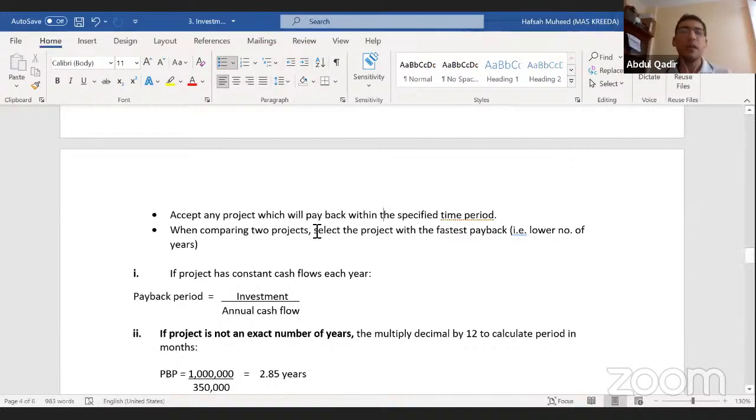So like that, right? When comparing two projects, select the project with the fastest payback. That means the lower number of years. Let's say you have project A and project B. Project A says it will take 3 years to recover. Project B says it will take 5 years to recover the investment. Which one will you go ahead with? The project with the fastest payback. That means the lower number of years, which means project A. Why? It takes only 3 years to recover the investment, while the other one takes 5 years, which is longer, right? So that is how you make that decision.